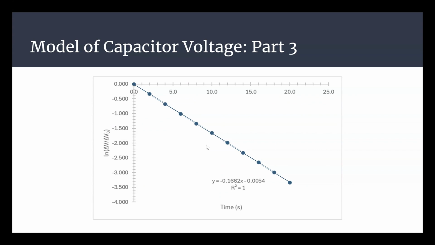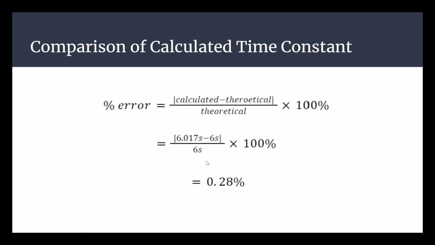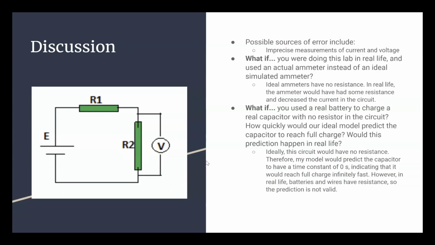As you can see, this yields a linear relationship with a slope of negative 0.1662 per second. We can now use that slope value to calculate a value for the time constant of the capacitor used in the circuit in part 3. These calculations are shown on the right, where I isolate for the time constant RC. As you can see, the theoretical and calculated values are extremely close to each other. The percent error was calculated to be about 0.28%, indicating that there was very slight error involved in the data collection process. One possible source of error could be the imprecision of the ammeters and voltmeters in the PHYS simulation.